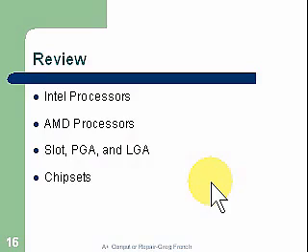Chipsets are very important. Chipsets are what really help to make sure we have a high-performing computer. We need fast memory, and we need a chipset that will support fast memory. We also have to have a fast bus for our video card. The chipsets support that.